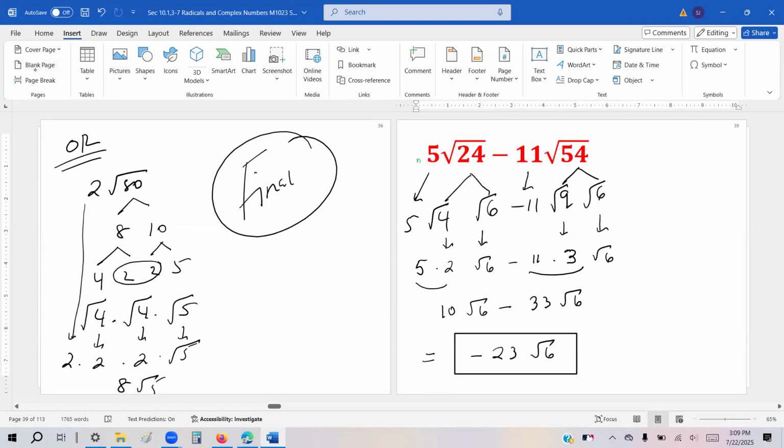So that's how we do addition and subtraction. We have to have the same radical with the same inside. If you don't have the same inside, do something so we can have the same inside. If you don't have the same inside, you cannot combine them. You just leave them alone.